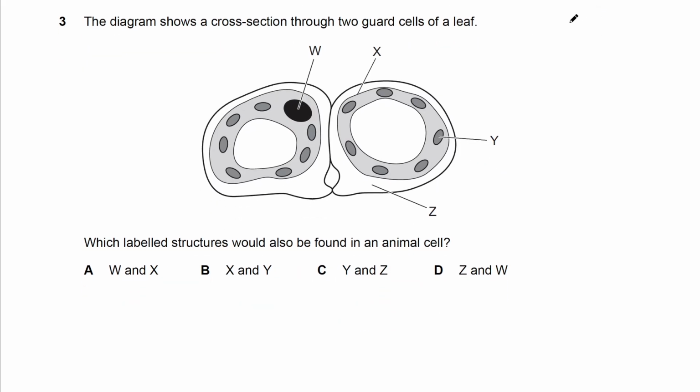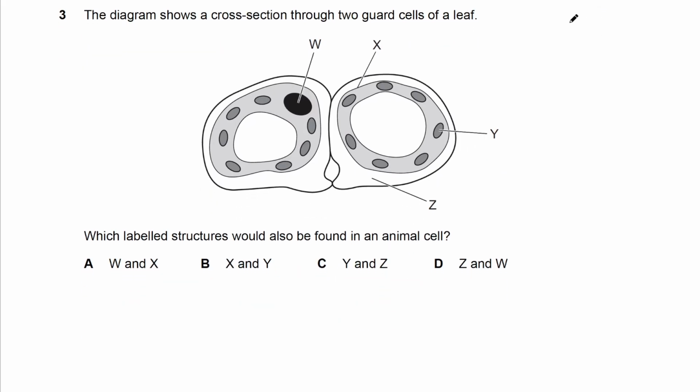Question number 3. The diagram shows a cross-section through 2 guard cells of a leaf. Now, which labeled structures would also be found in an animal cell? First of all, what are the main differences between plant cell and animal cells? Plant cells, they have the cell wall, they have the central vacuole, they have chloroplast.